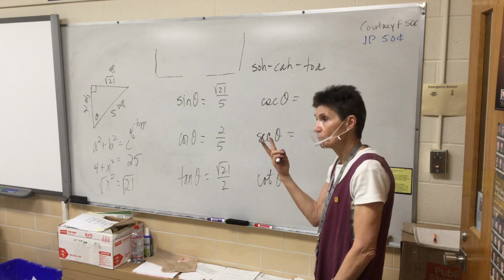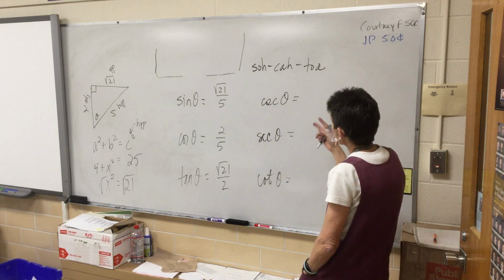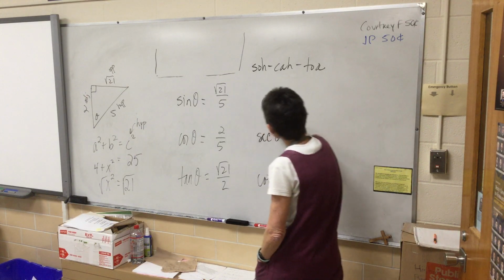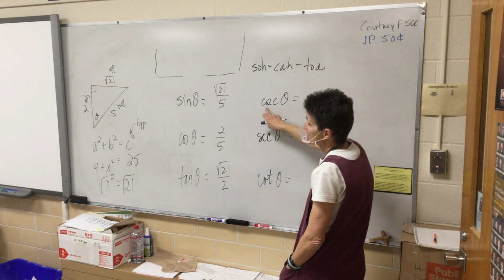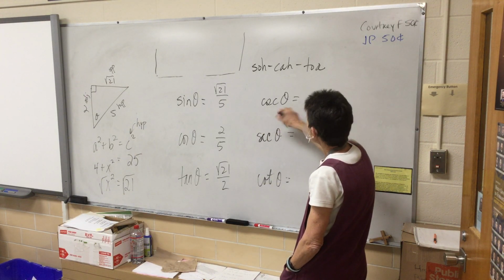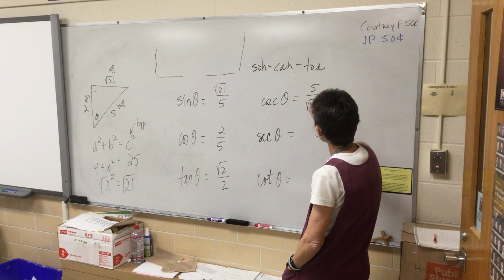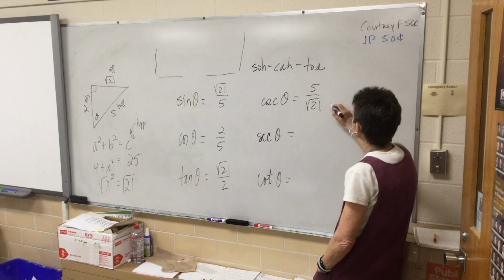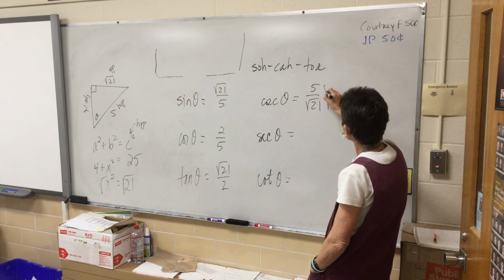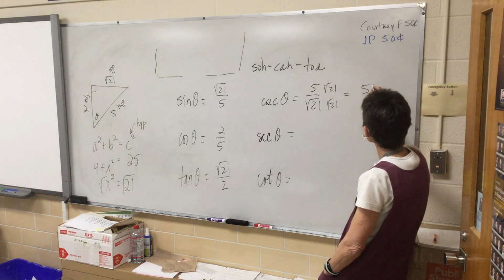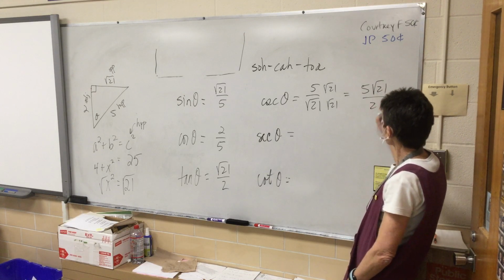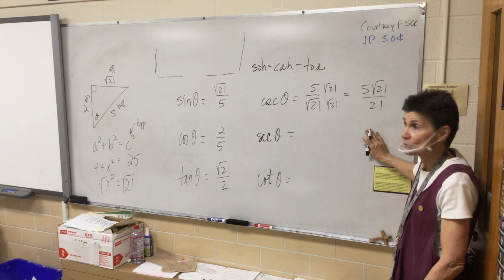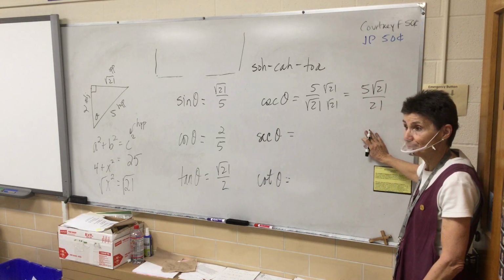Now I've got to turn them over. So the reciprocal of sine is cosecant. CSC, cosecant. So that's going to be 5 over root 21. Don't you have to multiply it? And this one needs to be rationalized. We call this rationalizing. So 5 root 21 over 21 is my final answer for the cosecant.